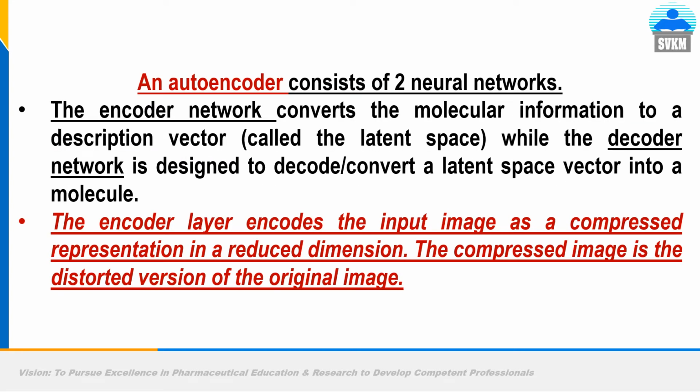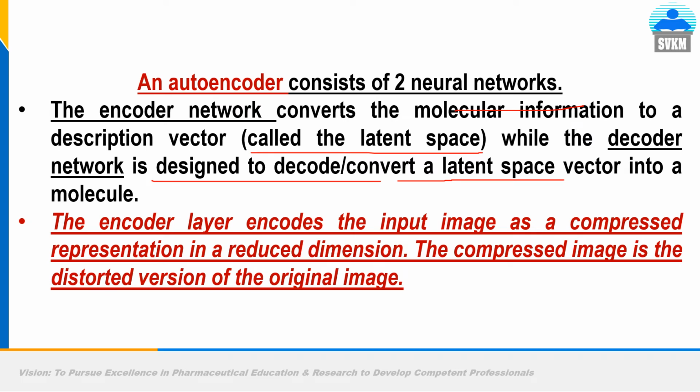This is the label. So now we are coming on to the theory portion after a lot of examples. An autoencoder consists of two neural networks. The encoder network, which converts the molecular information, in case of chemistry or drug discovery, or in the pharma segment, to a description vector called the latent space, while the decoder network is designed to convert a latent space vector into a molecule.